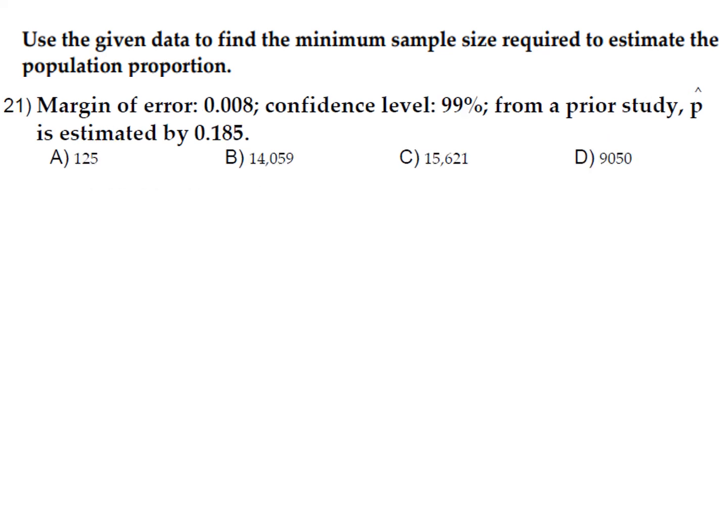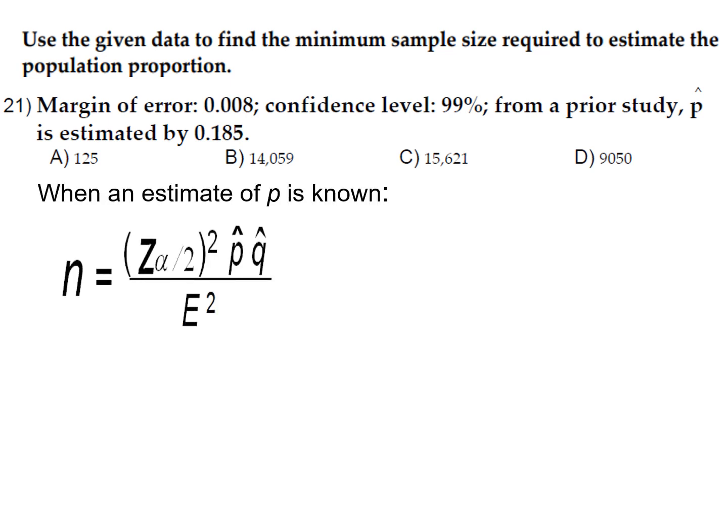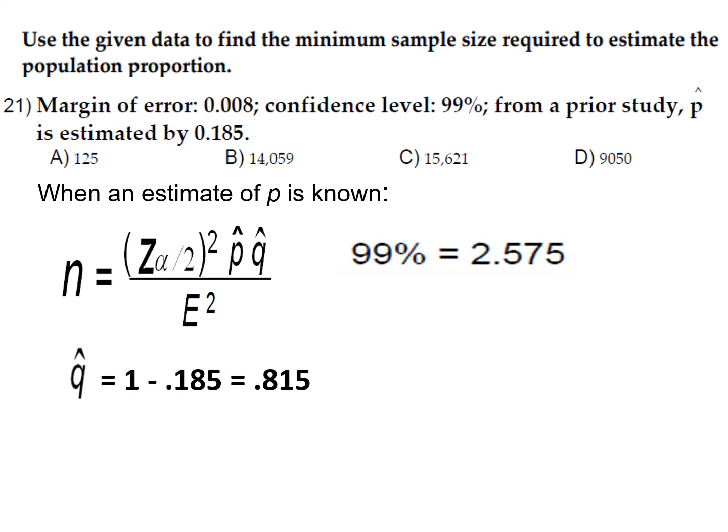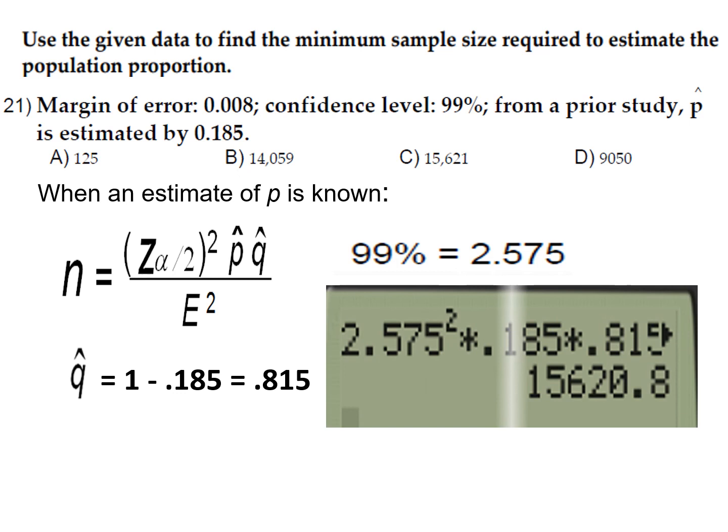p hat is given to us as 0.185. So when p hat is known, this is the formula I'm using. The z-score associated with 99% is 2.575. If p hat is given to me as 0.185, stands to reason q hat is 1 minus that, 0.815. Substituting in place of my z-score, squaring it, there's my p hat times my q hat divided by my error, which is given to me as 0.008.